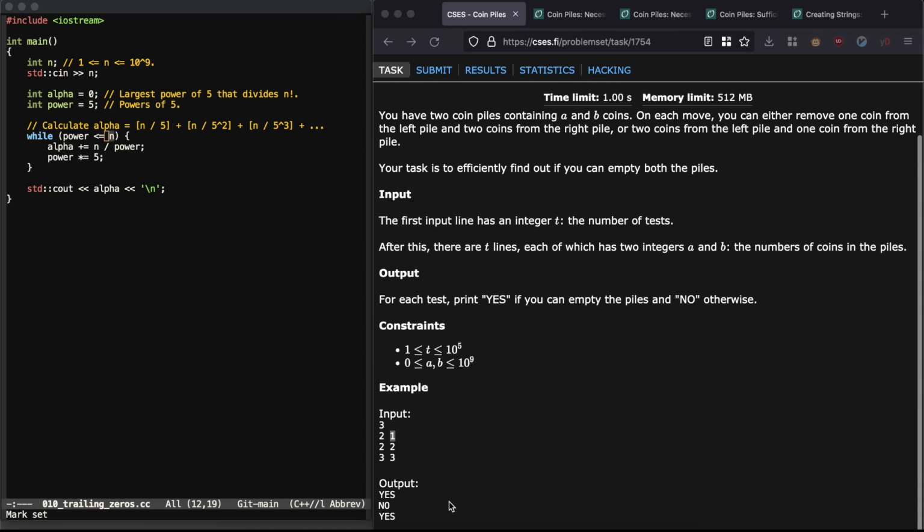Okay, so we can see that for 2 and 1 it is very easy. We'll just remove 2 from first pile, 1 from second pile, and it's done. We are done. So the answer is yes. For 2 and 2, there is no solution.